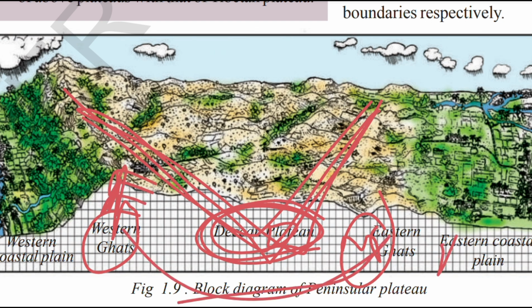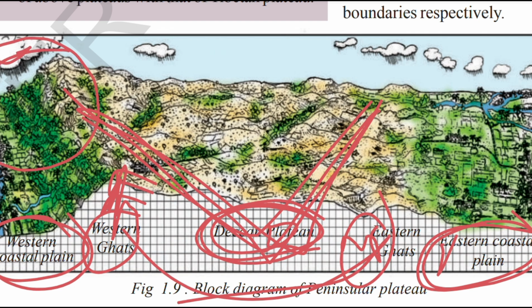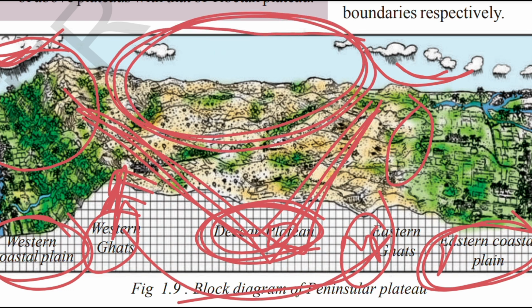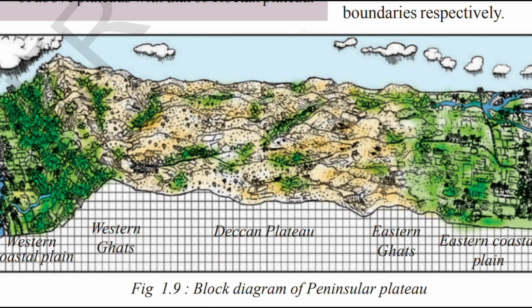Whatever plains are there on the east side are the east coastal plains, and whatever plains are there on the west side are the west coastal plains. One more thing you can figure out here is the cloud movement. The cloud movement is actually more on the side of the Western Ghats, whereas it is least on the side of the Eastern Ghats. We will be discussing this in the upcoming chapters. You need to keep these things very clear. In the Deccan Plateau region, you can see the cloud movement is very less. So this is the important observation of this block diagram.